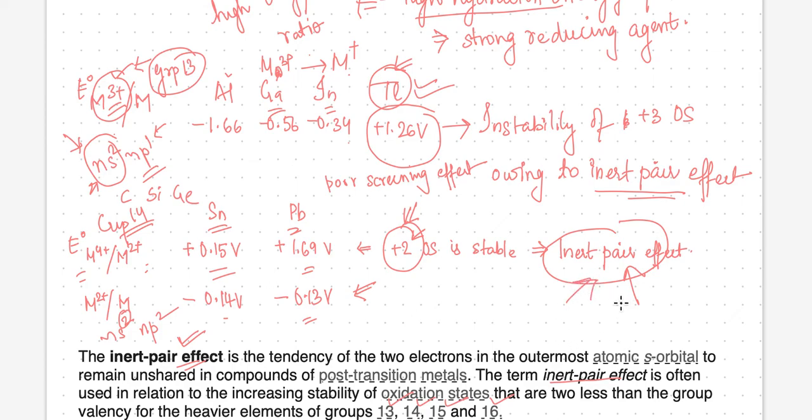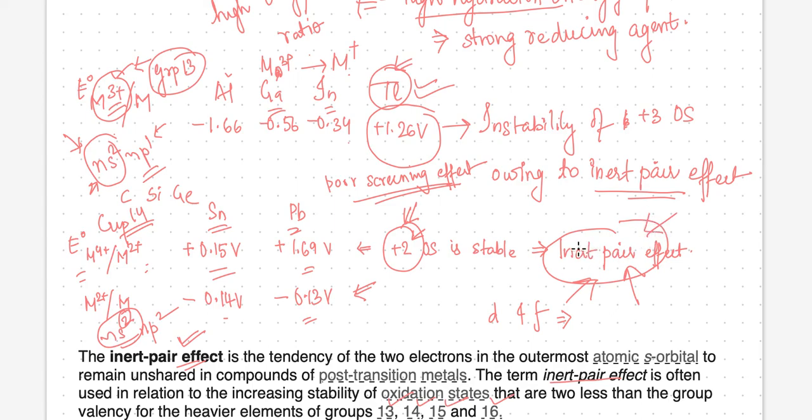Now why does this inert pair effect happen? As I told you, it is again because of the completely filled d and f subshells, because of which there is a poor screening of the nuclear charge. As a result, the nuclear charge is very much felt by the valence electrons. As a result, the ns electrons are very tightly held to the atom, so only the np electrons participate in the oxidation. Okay, so that is why we see this inert pair effect phenomenon.